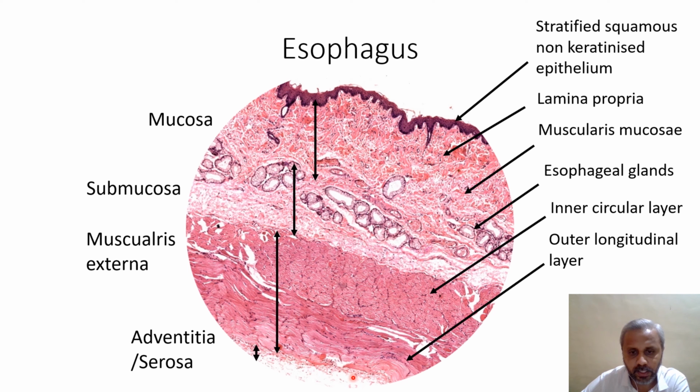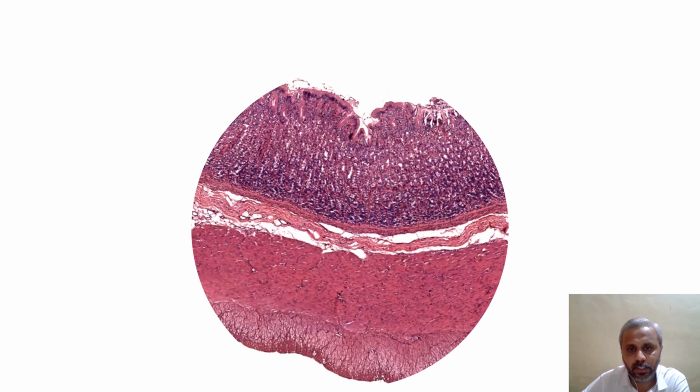This is the adventitia, which is made up of loose connective tissue. Only the intra-abdominal part of esophagus has serosa. The next slide we have is the fundus of the stomach.